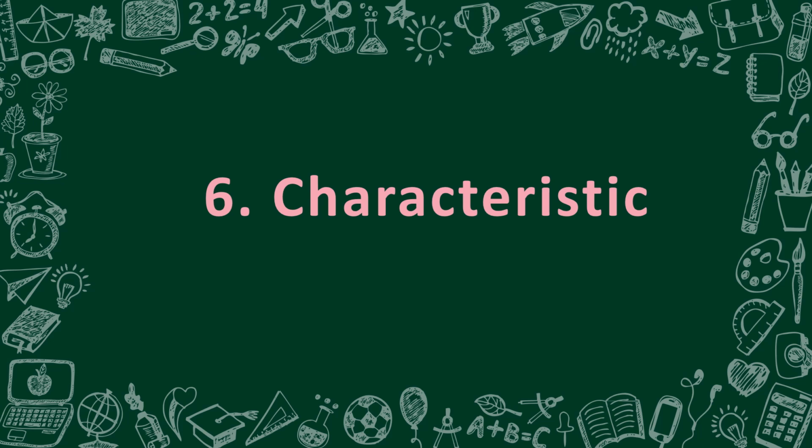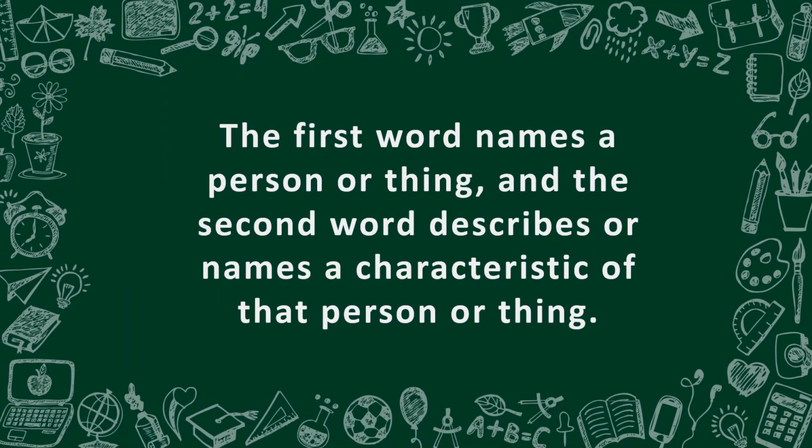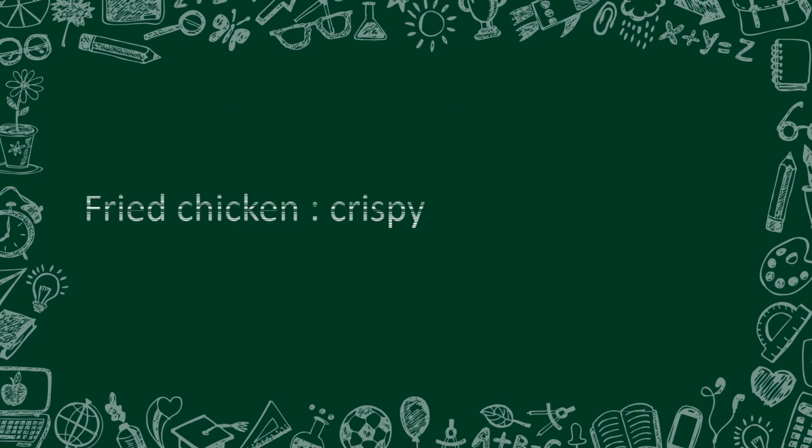The sixth type of analogy is characteristic. The first word in these analogies names a person or thing, and the second word describes or names a characteristic of that person or thing. Examples: fried chicken is to crispy, as hot dog is to juicy. Crispy is the characteristic of fried chicken, while juicy is the description for hot dog. Therefore, these two pairs of words are examples of characteristic relationship.